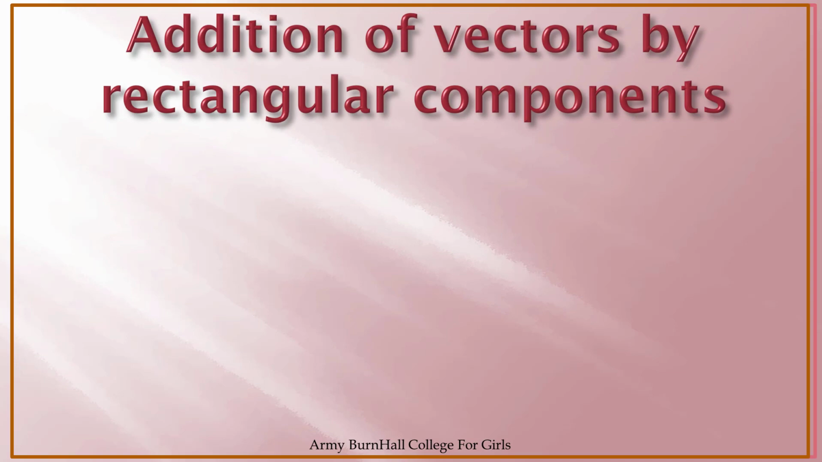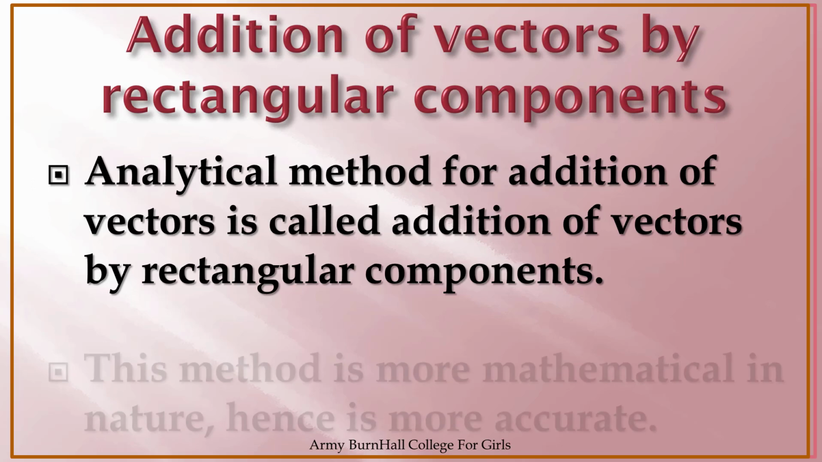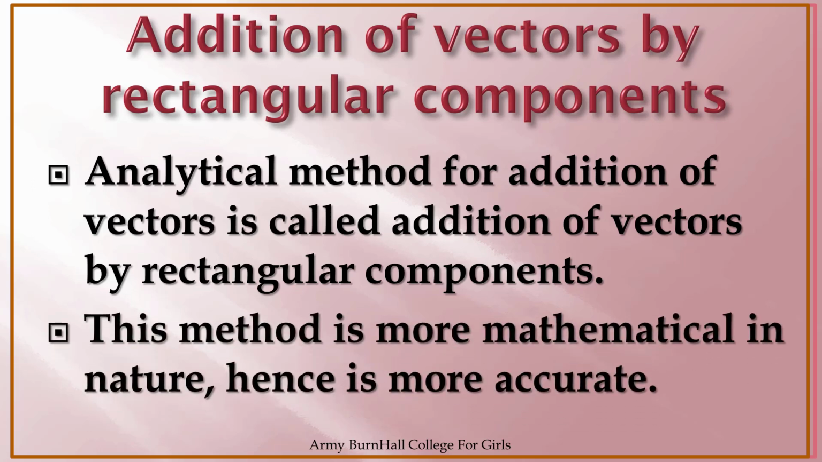Okay, so we have already discussed the rectangular components, and the analytical method for addition of vectors is called addition of vectors by rectangular components. This method is more mathematical in nature, hence more accurate, because in the head to tail rule we calculated the resultant with the help of a scale. That was not a very accurate result.